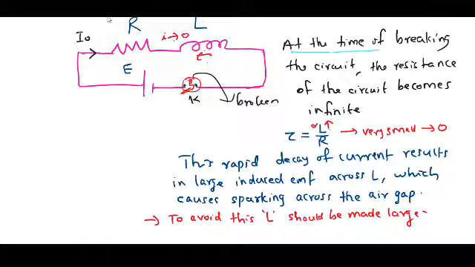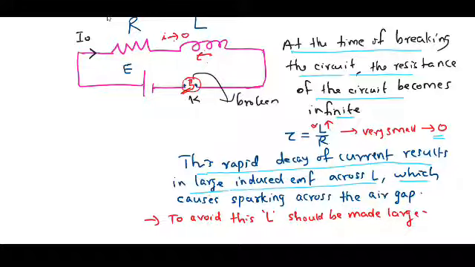That is, at the time of breaking the circuit, the resistance of the circuit becomes infinity. Then resistance becomes infinity, relaxation time goes to 0. That is, a rapid decay of the current will be there. This rapid decay of the current results in large induced EMF across the inductor, which causes sparking across the air gap. To avoid this, L should be made large.